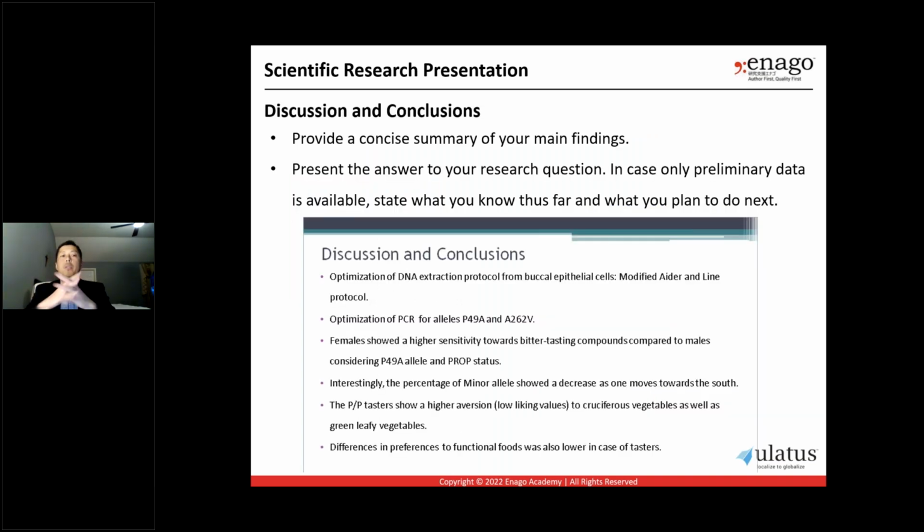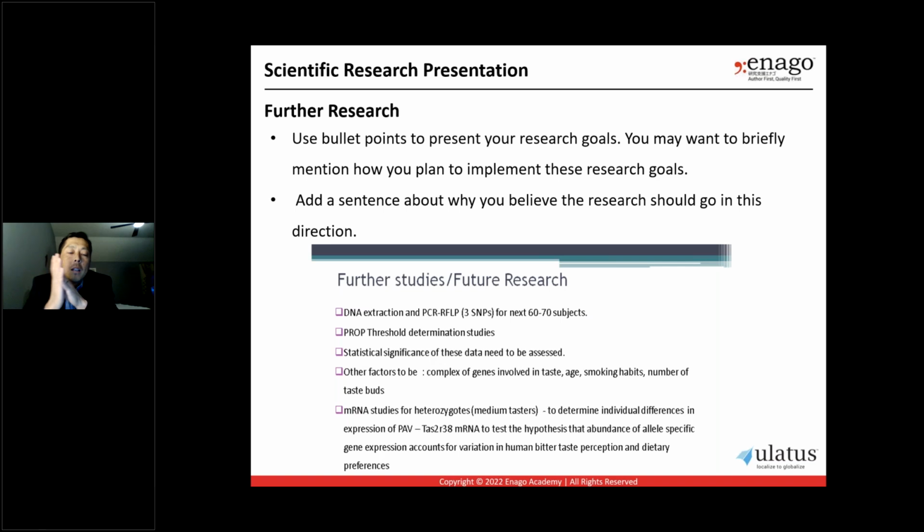All right, so after presenting your data, of course, you do your discussions and conclusions. Always provide a summary of your findings so people know what exactly you find important. And if you pose a question, then you have to have an answer, right? If you don't have an answer, just say what you know so far and what you plan to do next to answer your question. And then talk about future research, right? Again, use bullet points to say what you're going to do, how you're going to do it, why you think this should be done, and how that's going to help answer your questions.